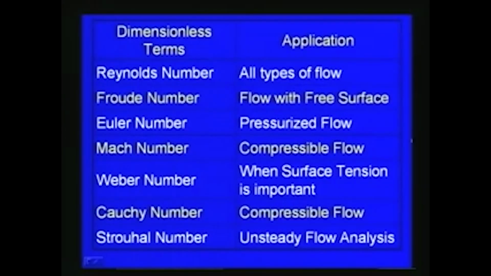And the Mach number is considered especially in aerodynamic flows. Wherever compressible flows are important, there we consider the Mach number. And the Weber number is concerned especially with surface tension; wherever surface tension is important for fluid mechanics problems, we consider the Weber number. And then the Cauchy number: also wherever compressible flow is considered, we consider the Cauchy number. And the Strouhal number: wherever the unsteady effect has to be critically analyzed, in that case we use the Strouhal number for unsteady flow analysis.